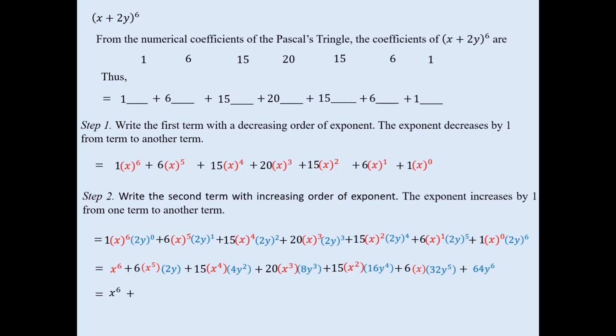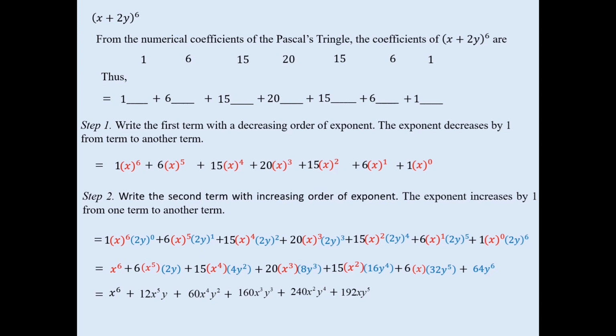Then just copy the variables x to the 5y plus 15 times 4 is 60. Then just copy the variables x to the 4th y squared plus 20 times 8 is 160. Then x cubed y cubed plus 15 times 16 is 240 x squared y to the 4th plus 6 times 32 is 192 xy to the power 5 and plus 64y to the 6.